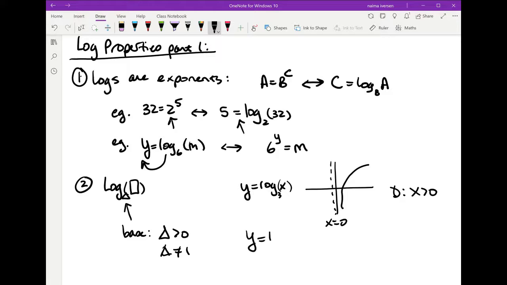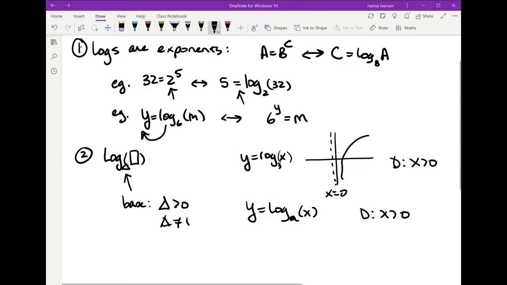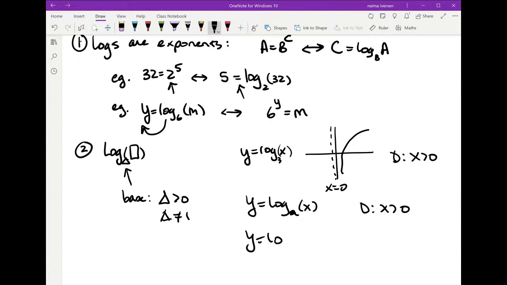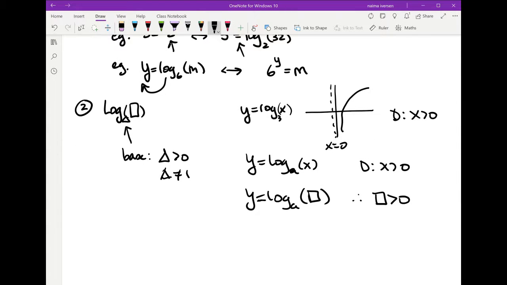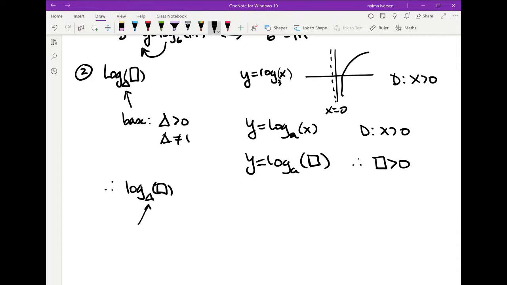It follows then that if you had log base anything of x, the domain for that would be x is greater than 0. And so therefore, if you had log base anything of, let's say, a square, the square would have to be greater than 0. So what we get from that is that when you have log base triangle of square, the triangle is the base. The triangle must be positive. The triangle can't be 1. And for this guy, the square or the argument must also be positive.